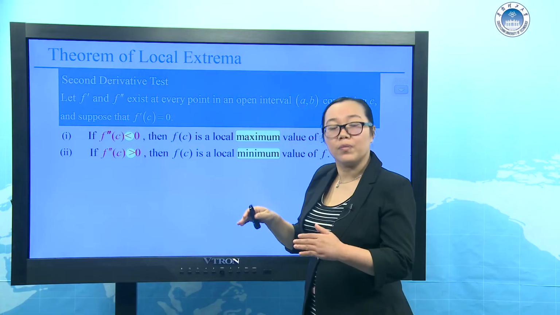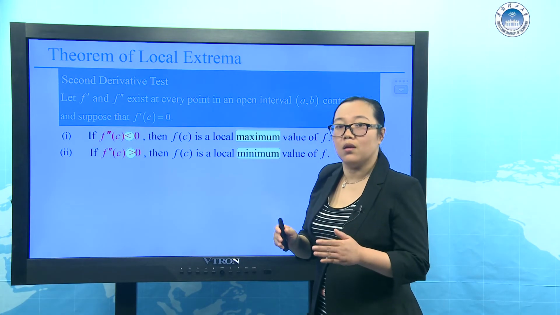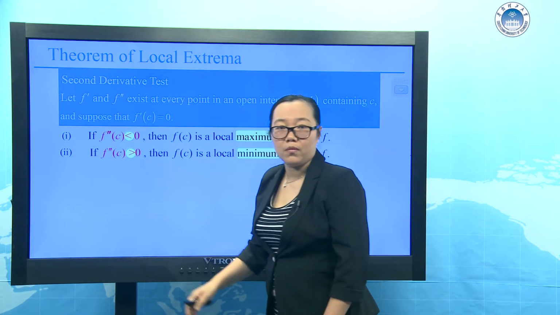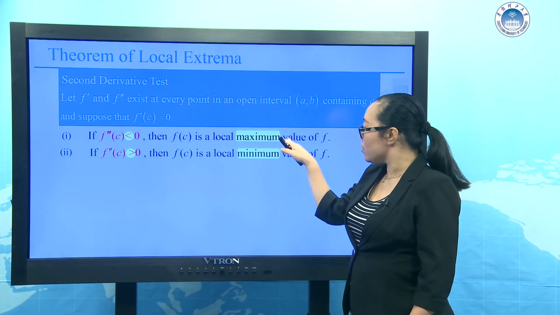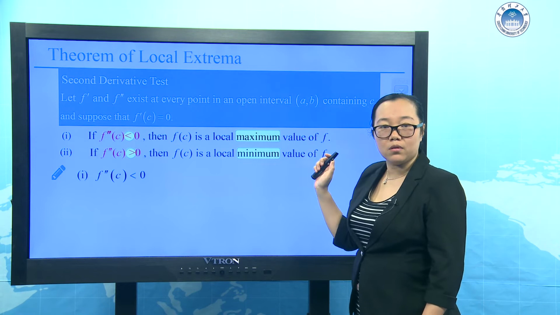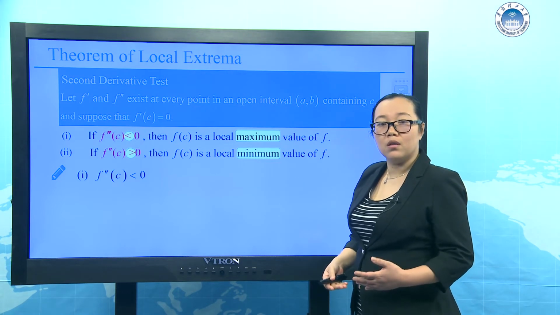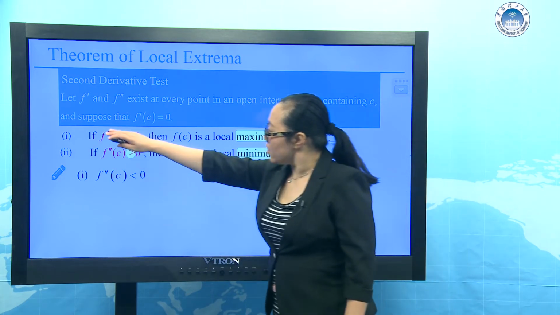Under the condition that C is our stationary point, according to the signs of the second derivative, we determine which values are local maximum or minimum values. So, how to remember? It is a theorem that we need to prove. So now we prove case 1.